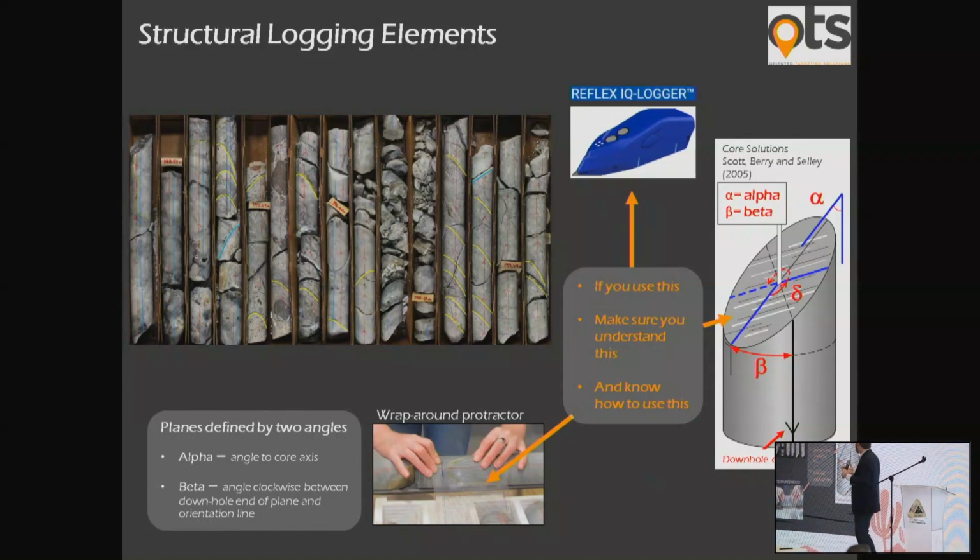We train geologists on what they're measuring, whether they're using the IQ logger, which is a laser-based structural measurement tool, or manual measurements. We want them to understand that when you have a planar feature in core, the alpha angle is the angle to the core axis, and the beta angle is related to the orientation line. The orientation line is the direction of gravity in the hole, so we're relating these planes to the gravity direction. What we like about oriented core is that we have this reference line on all the core that comes into the core shack, showing us the gravity direction.